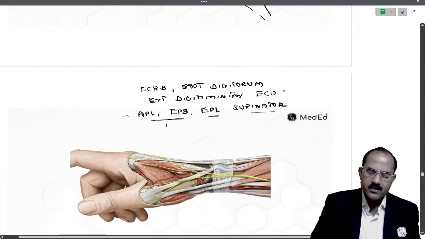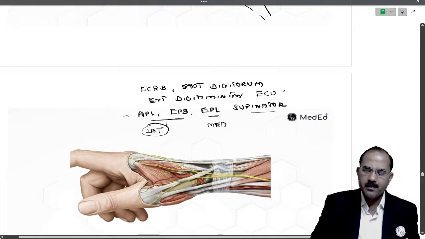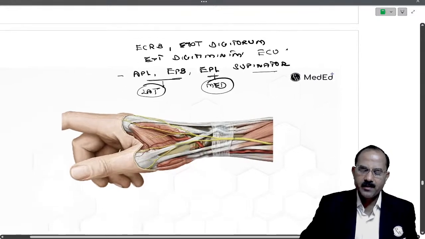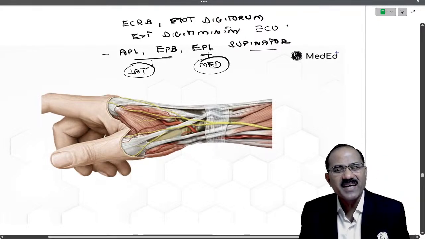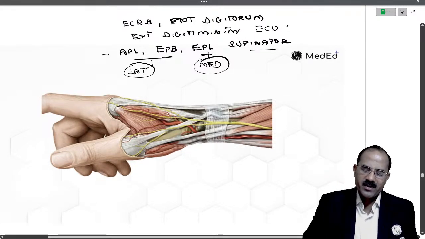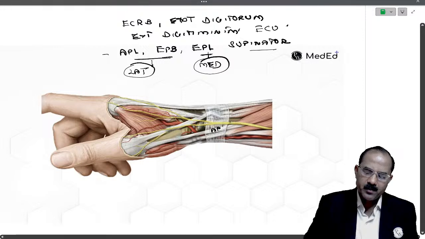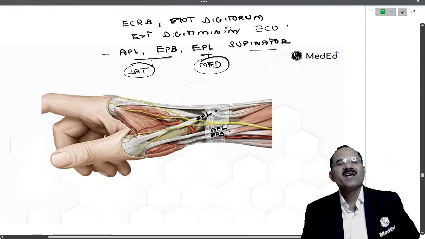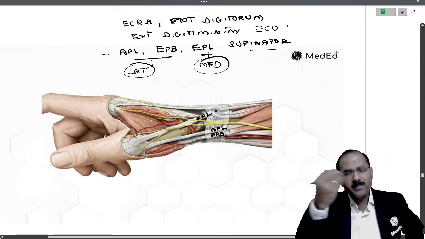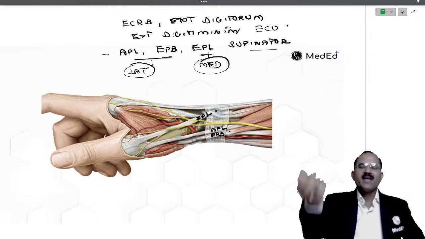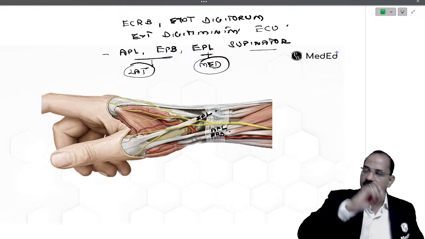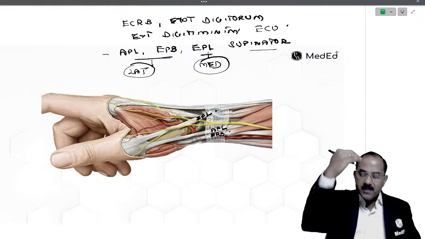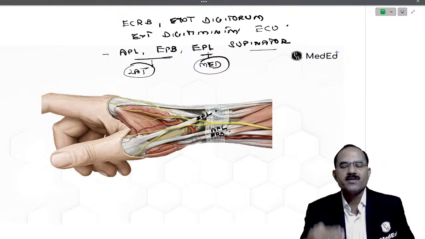Out of this, these two muscles are going to form the lateral boundary, and this is going to form the medial boundary of the anatomical snuff box. Here we go to the anatomical snuff box. So what is this muscle? This is the abductor pollicis longus. This is the extensor pollicis brevis. This is the extensor pollicis longus. So, the lateral boundary of the snuff box is formed by two muscles, the abductor pollicis longus and the extensor pollicis brevis. The medial boundary is formed by extensor pollicis longus.